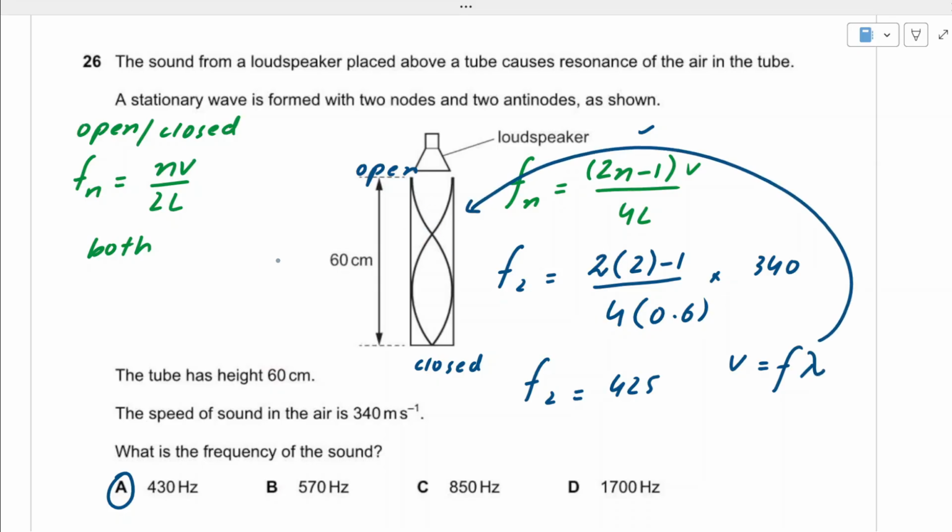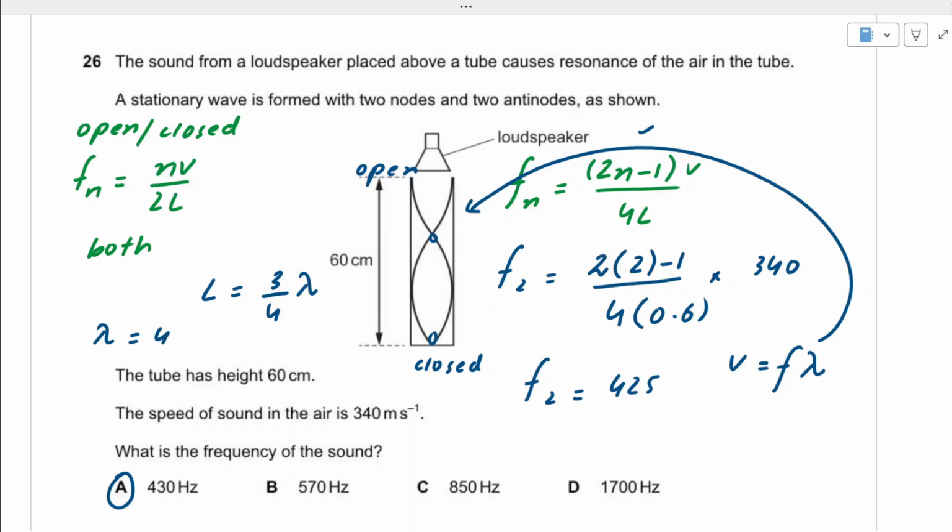For example, the length here equals 3/4 of the wavelength, because node to node is lambda by 2, node to the next antinode is lambda by 4, so lambda by 2 plus lambda by 4. So this is 3/4 of the wavelength. And then you can find the value of lambda indirectly.